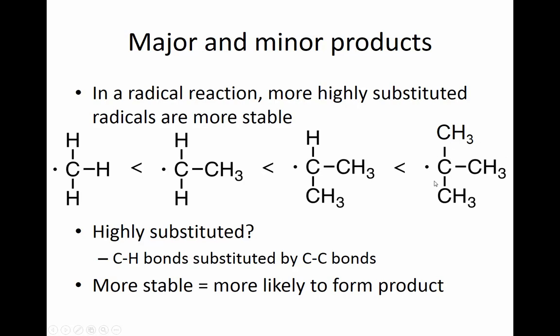The more stable the radicals or carbocations are, the more likely they are to form a product. And that's where we get what is the major and what is the minor product. You can always know the major product because the reaction will occur on the more highly substituted carbon.